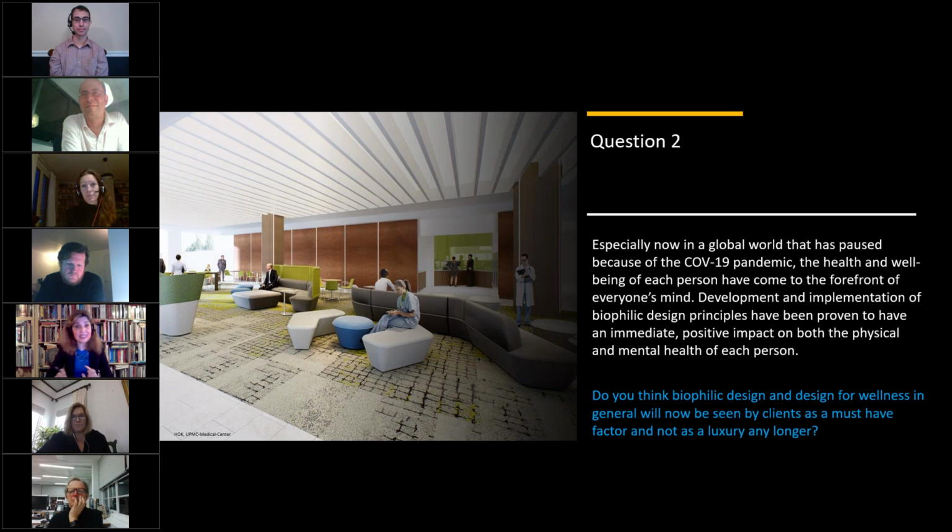Because very often these little extras, the client looks in the budget and just crosses them out from the design. So how do you see this problem? Do you think COVID will change something in this direction?